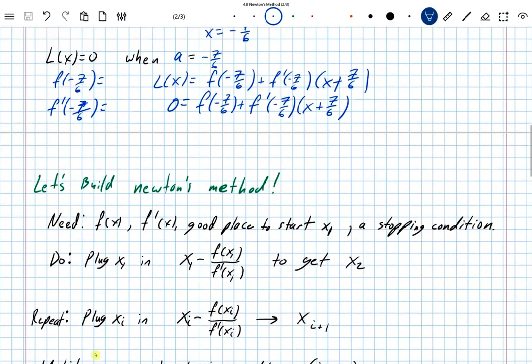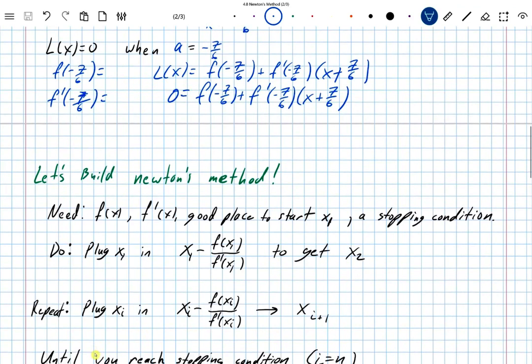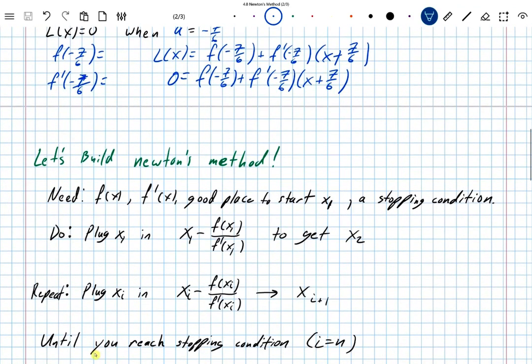So what do we need here? We need an f. We need an f prime. We need a good place to start, some x1, and we need a way to know when to stop.